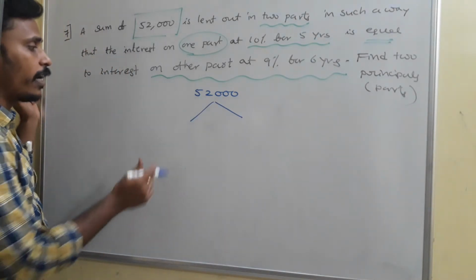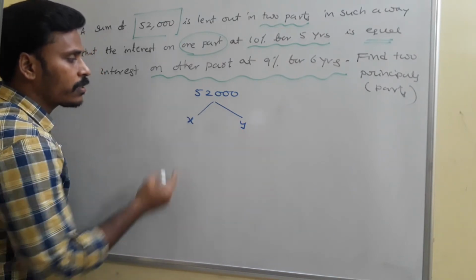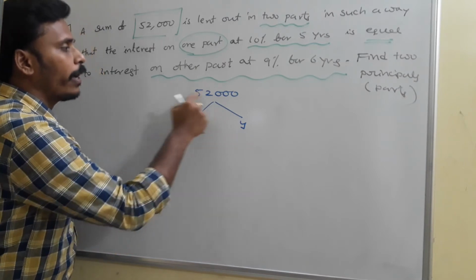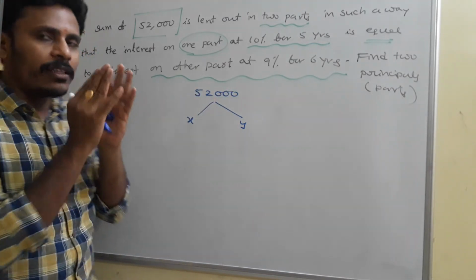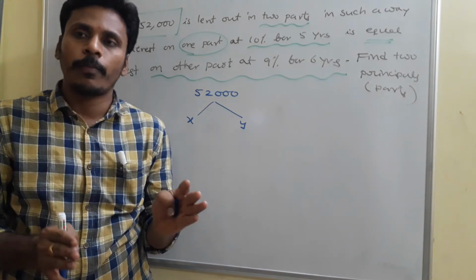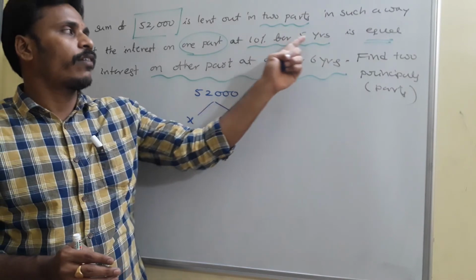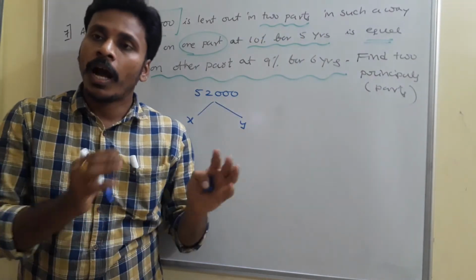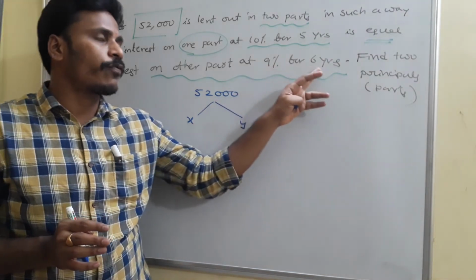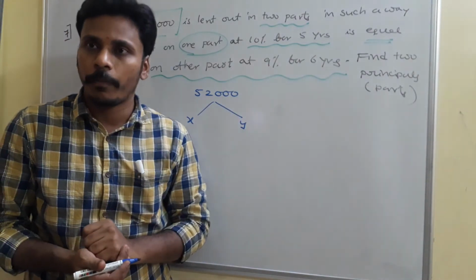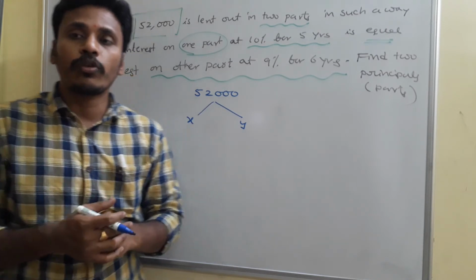Suppose you let those two parts be x and y. Together, x and y make 52,000, so x plus y is 52,000. One part is invested for 5 years at 10% per annum, and the other amount is invested in another place for 6 years at 9% per annum. But at the end, the interest amount is the same for those two transactions.